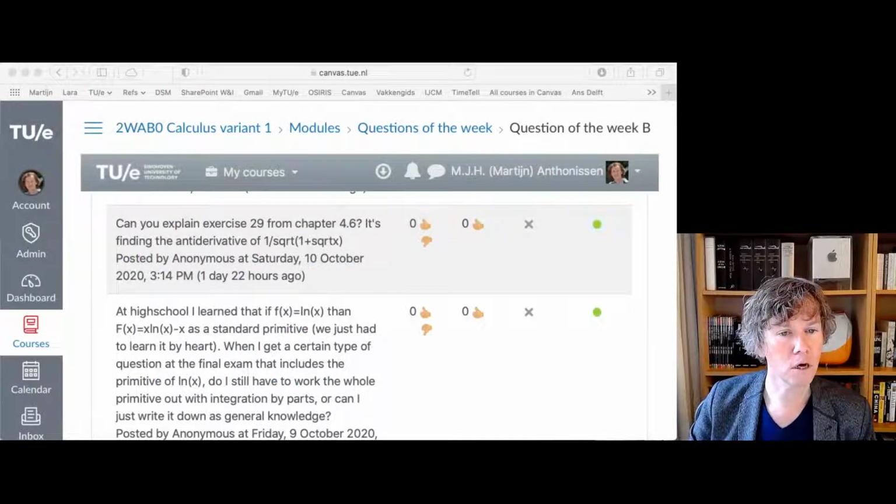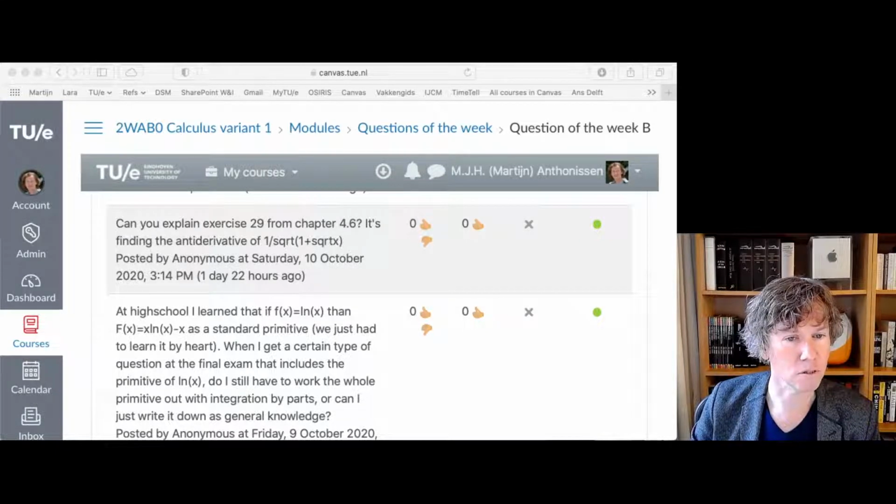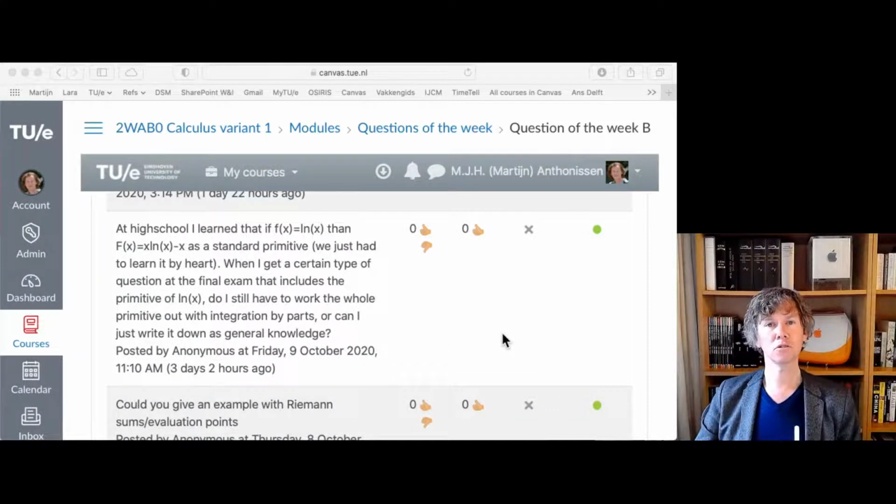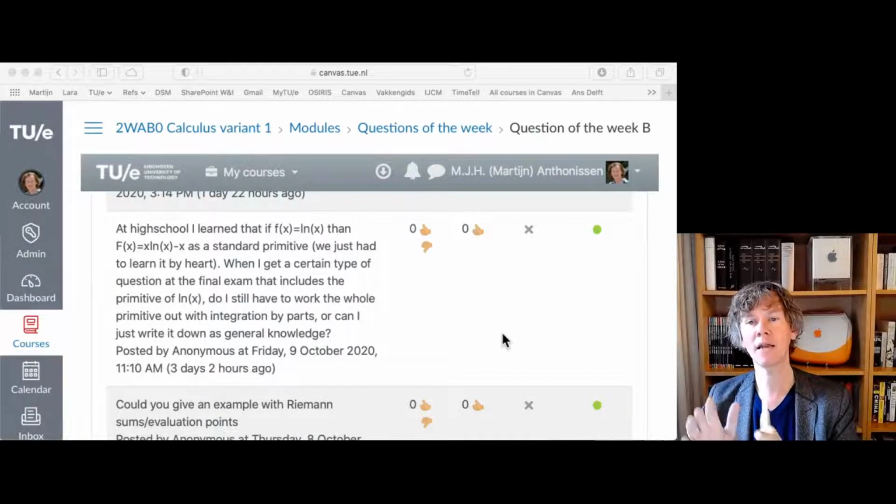So at high school I learned that if f(x) is ln x, then a primitive function is x times ln x minus x, as a standard primitive. I had learned it by heart. So you can use that during the test, but it makes sense to explain why this holds true. So I would just write a few lines of text there and say, I know this by heart, and it's correct because if you differentiate my capital F, you get ln x.